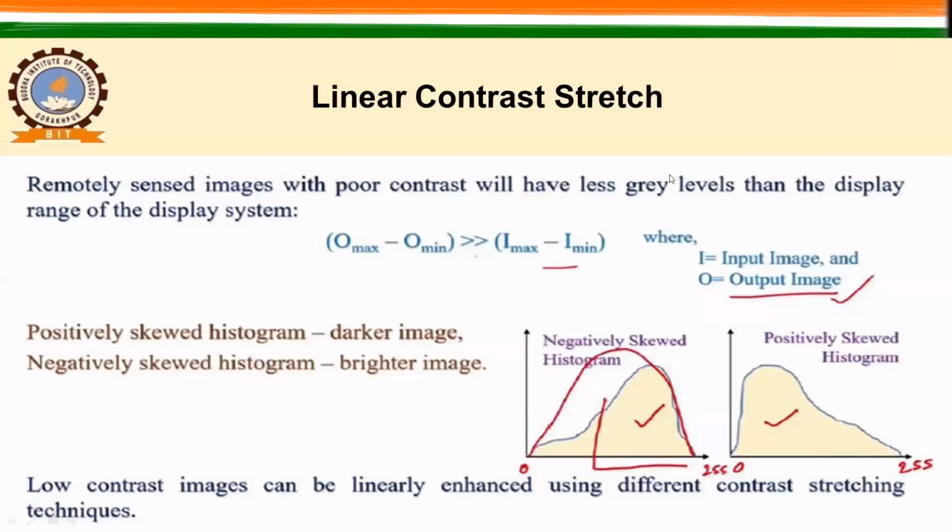Why? Because it is not a standard histogram. If it would have been like this, then the image would be better. So low contrast images can be linearly enhanced using different contrast stretching techniques, which we will see in the subsequent slide.